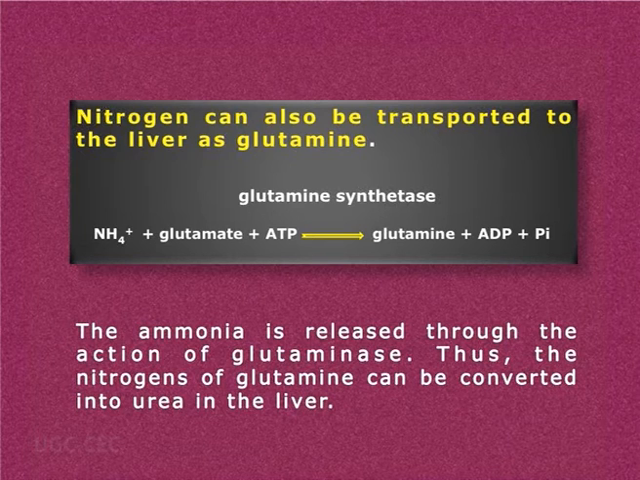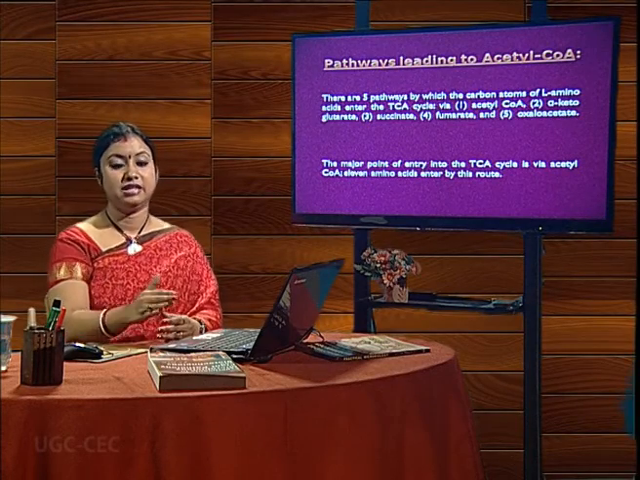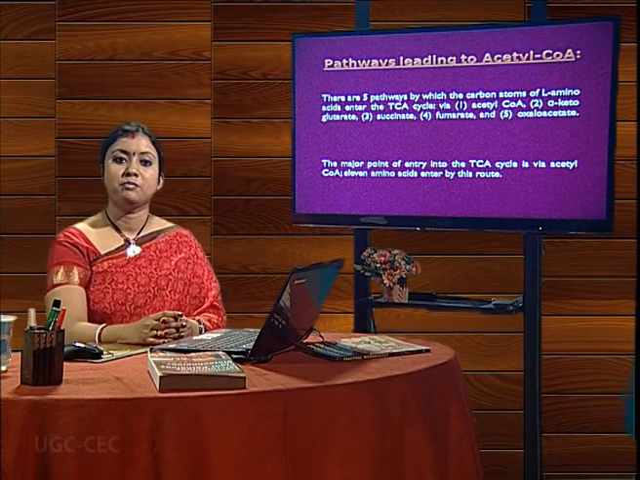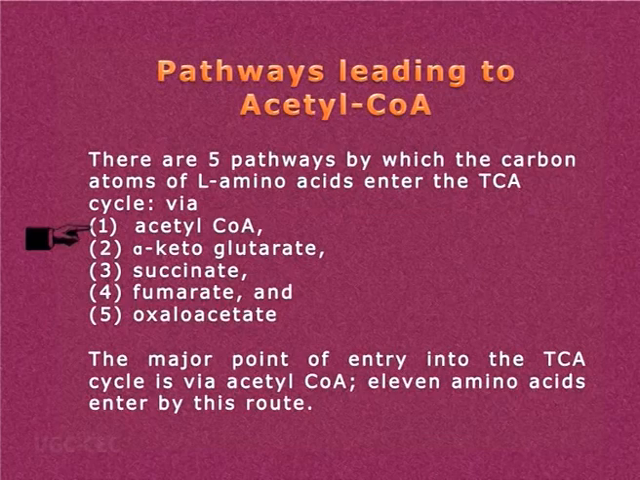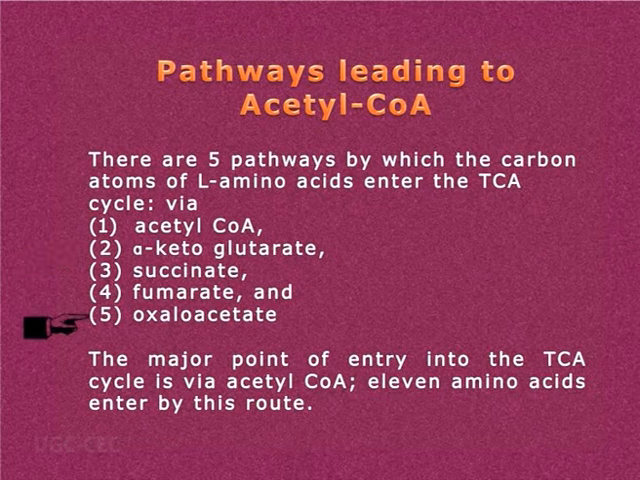These are the pathways by which the alpha amino groups are removed from the amino acids, and the resulting carbon skeletons then enter the TCA cycle by 5 major pathways, that is, through acetyl-CoA, alpha ketoglutarate, oxaloacetate, succinate and fumarate. Now of these 5 pathways, the most important one is through acetyl-CoA.